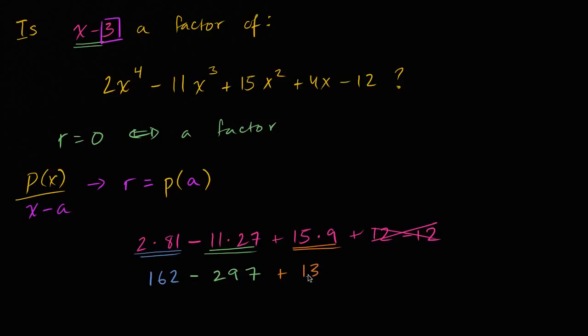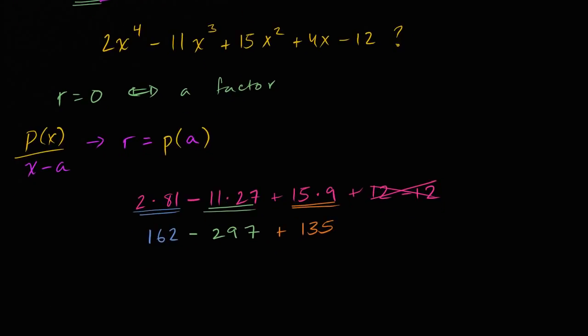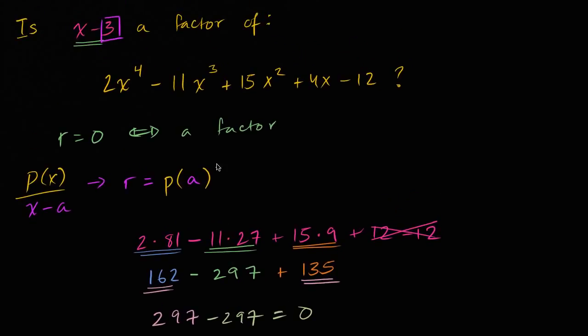So plus 135. And if I were to take 162 and 135, that's going to give me 297, minus 297. And we do indeed equal 0. So the remainder, if I were to divide this by this, is equal to 0. So x minus 3 is indeed a factor of all of this business.